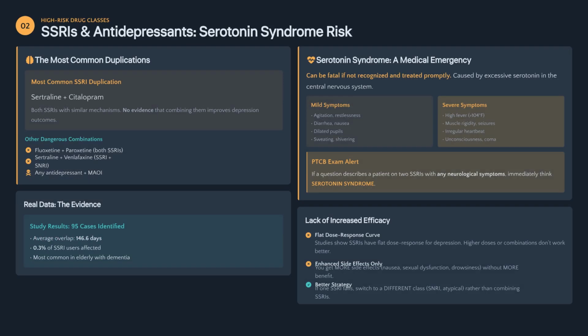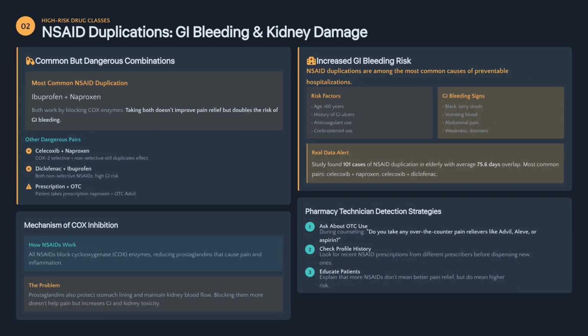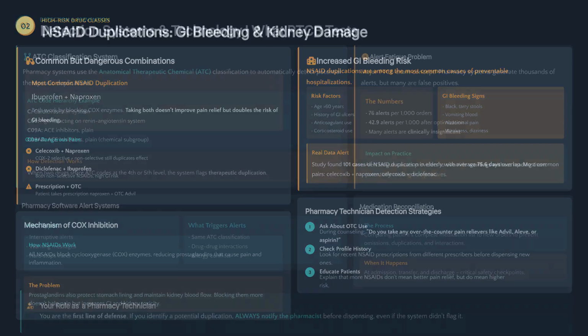Duplication of SSRIs, such as sertraline and citalopram, carries the risk of serotonin syndrome, a medical emergency. Combining these agents rarely offers increased efficacy, but enhances side effects. NSAID duplications, such as ibuprofen and naproxen, commonly involve OTC products and prescription medications. The risk includes GI bleeding and kidney damage. Always ask patients about OTC use.